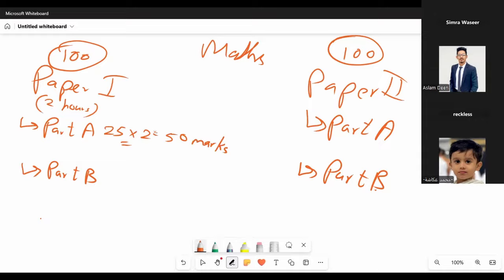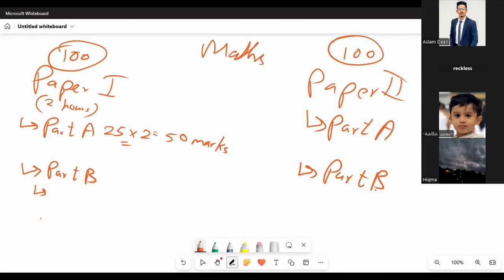And then in part B, there are 5 main questions. And I'll explain to you all what these 5 questions are going to be. All right. We will be having 5 main questions. So for each question, you will be getting 10 marks. All right. So 10, 10, 10, 10, 10. So for this, you will be getting another 50 marks. So your first paper is going to have 100 marks in this way only.